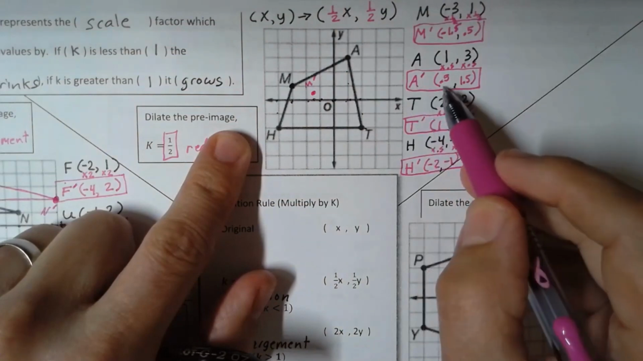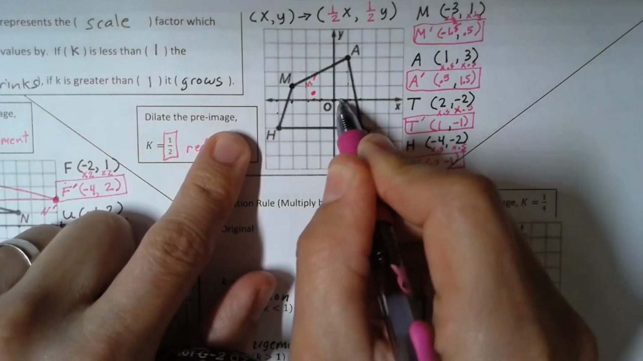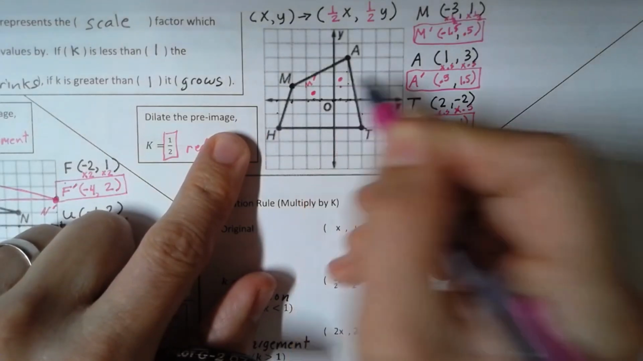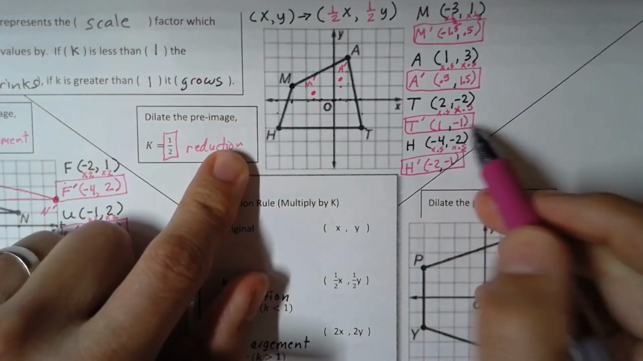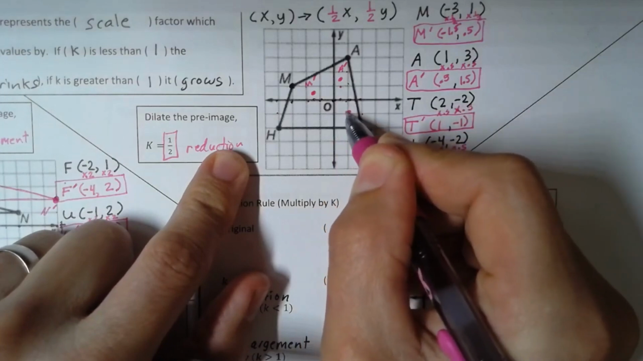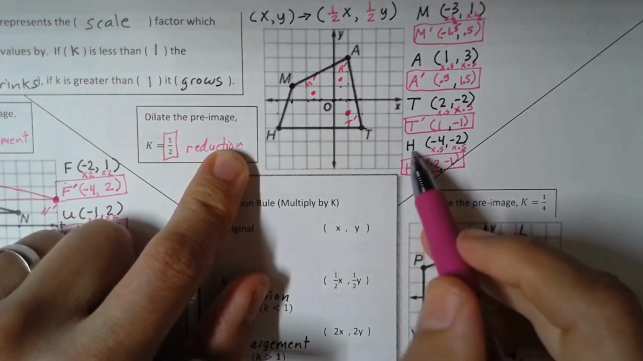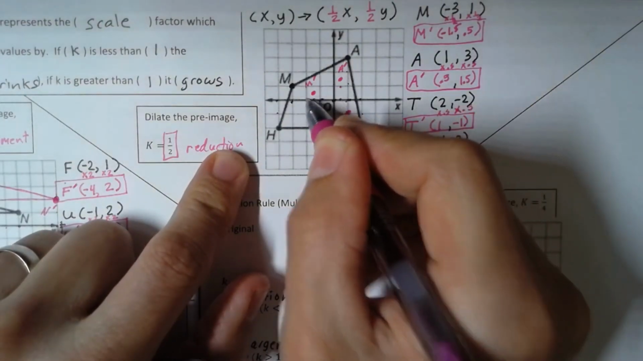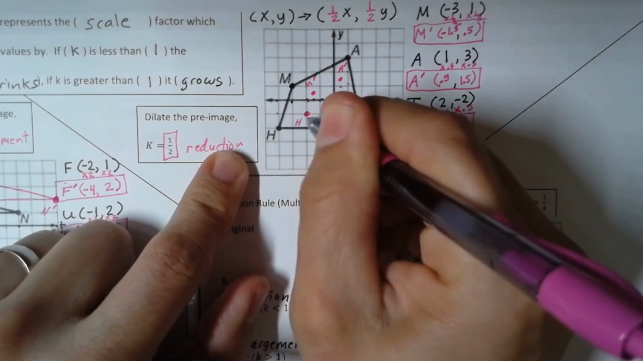For A prime, I have 0.5 and 1.5, and they're both positive. So I'm going to go a half mark to the right, and then I'm going to go up 1, and then a half. And that's going to be A prime. And then for T prime, I have 1 and negative 1. So positive 1, and then down 1. Okay, T prime. And then for H prime, I have negative 2, negative 1. So over 2 to the left, and down 1. And I'm going to go ahead and put H prime right there.